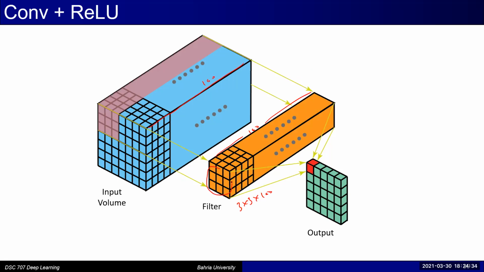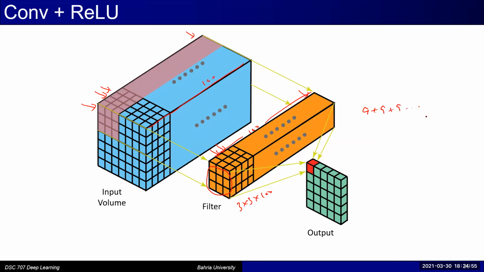This first channel will be multiplied by these 9 values. Similarly, this second channel will be multiplied by these 9 values. The third one with this one, and similarly the last one with the last channel. So eventually all of these are added, which are like 9 plus 9 plus 9.